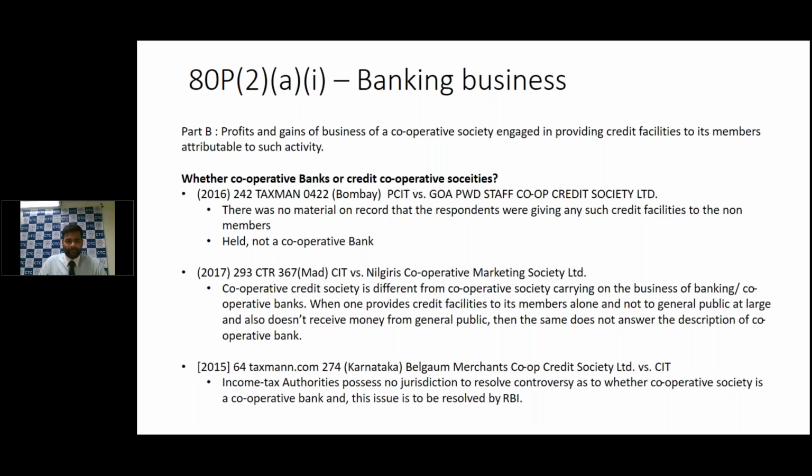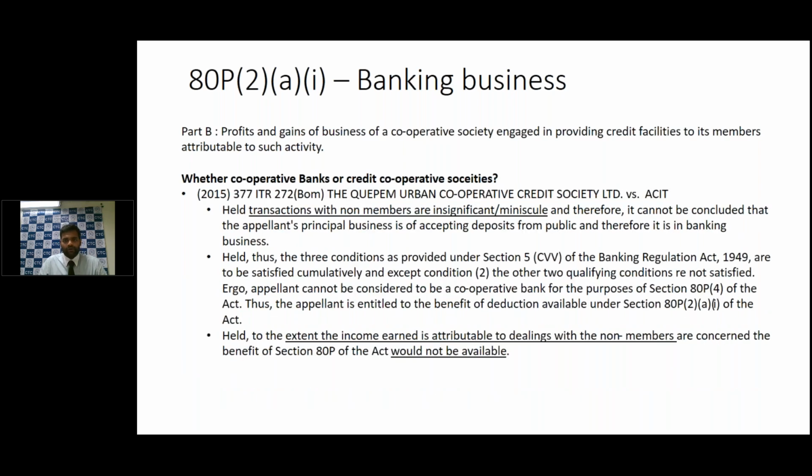An interesting case came up before the Bombay High Court in the case of QPM Urban Cooperative Credit Society, 377 ITR 272. In this case, the cooperative society was engaged in transactions with non-members. Though the transactions with non-members were insignificant or minuscule, still it was engaged in entering into transactions with non-members. The assessing officer in this case held that you are a cooperative bank and therefore you are not eligible for deduction under Section 80P(2)(a)(i) as per Section 80P(4).